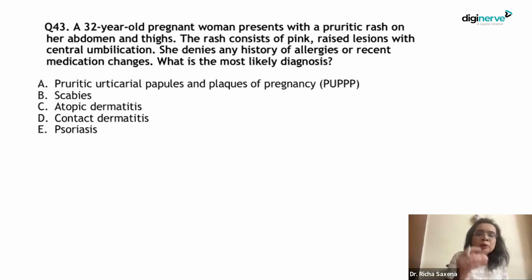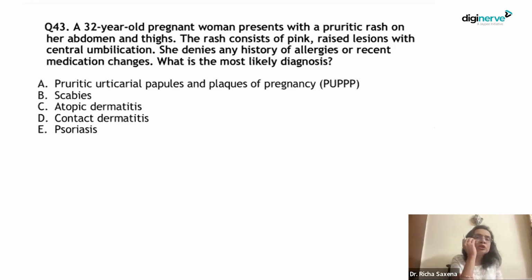Yes, it is PUPPP, which is pruritic urticarial papules and plaques of pregnancy. Like I told you, some skin condition will definitely come in your exam, so make sure you know. PUPPP is very important. And for PUPPP, what you remember is that the rash is there, unlike in ICP where there was no rash. Here the rash is there. It is associated with severe itching.